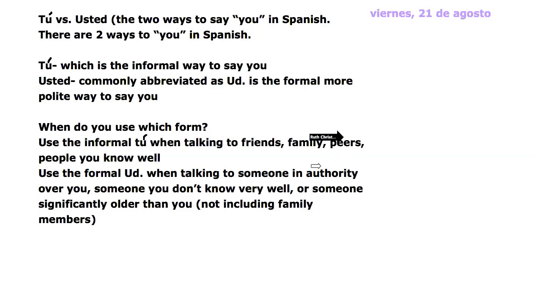What about if you are talking to a judge? Usted, you definitely want to be respectful to the judge. All right, someone who is an authority over you. Another example would be a senator. Okay. What about your elderly neighbor of 75 years? Usted, yes, that falls in the category of somebody significantly older than you.